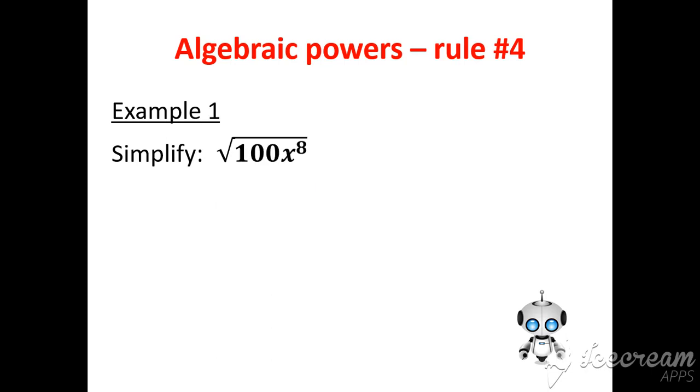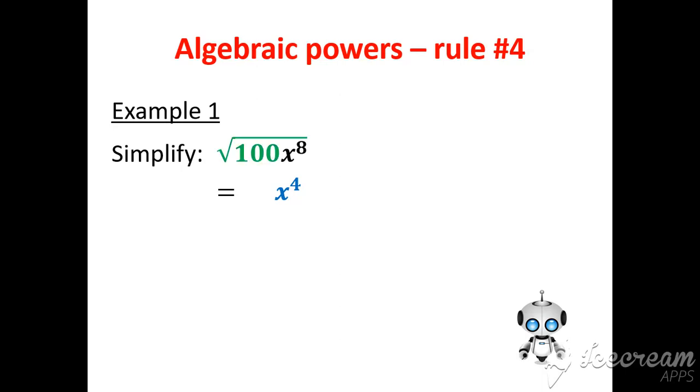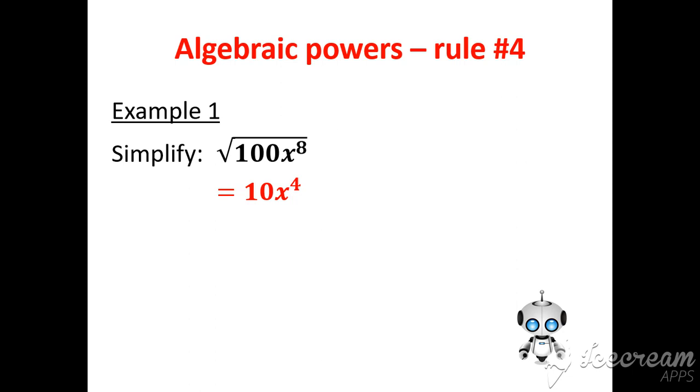So coming back to this example, if we square root 100 times x to the power of 8, we can take the power of 8 and halve that. 8 times a half is 4, and we can write down x to the power of 4. But let's go back to the 100. We don't halve the 100. We take the square root of 100. The square root of 100 is 10 because 10 times 10 is 100. So we can now pop down our coefficient of 10 and our answer is 10 times x to the power of 4.